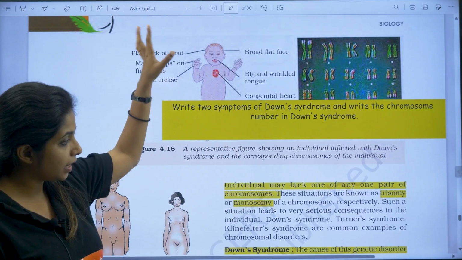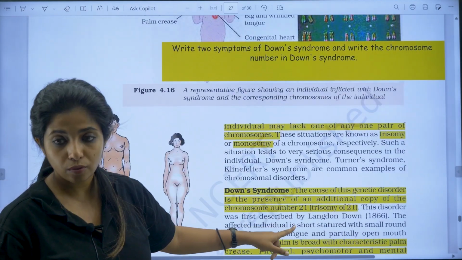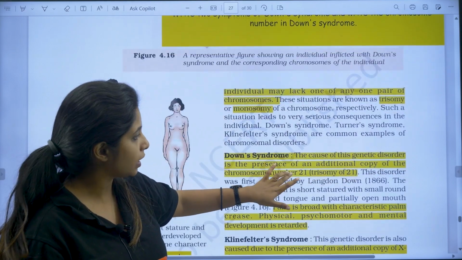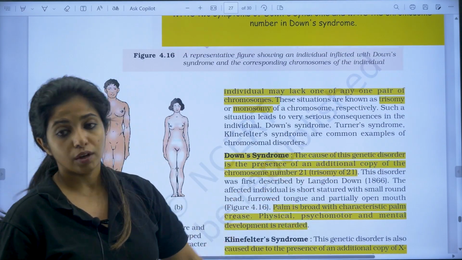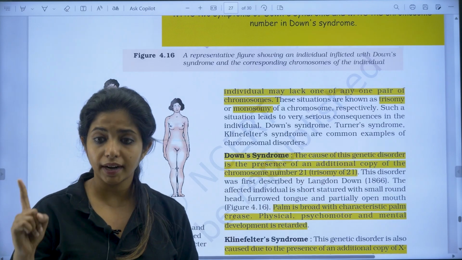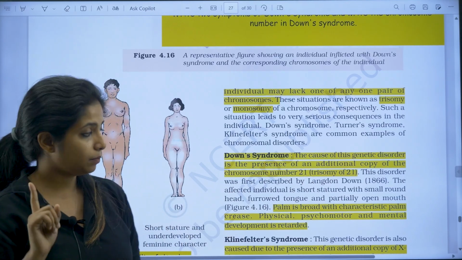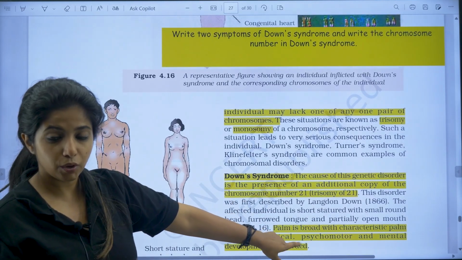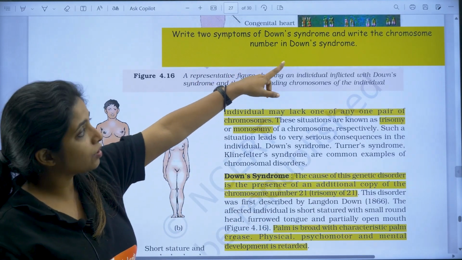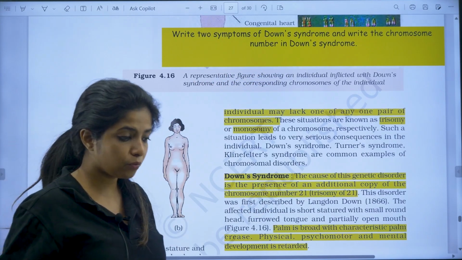Now in aneuploidy, I told you monosomy and trisomy are there. This is an example of trisomy, Down syndrome. What happens in Down syndrome? You should know that the cause of this genetic disorder is the presence of an additional copy of chromosome 21, trisomy of 21. They will ask you the karyotype. Please know about it, examples and symptoms also. So write two symptoms of Down syndrome and write the chromosome number in Down syndrome.